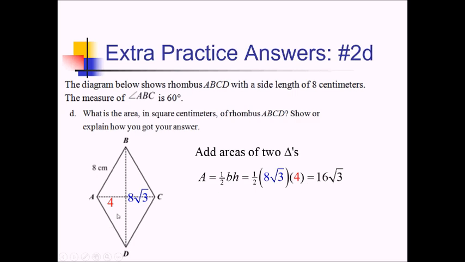To get the area of the whole rhombus, I just have to double that. So that's going to be 2 times 16 radical 3, so 32 radical 3. Don't forget our units of square centimeters.